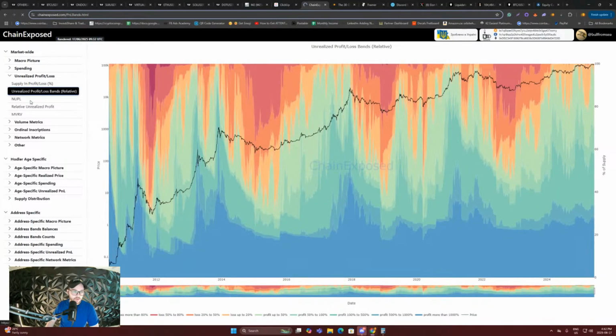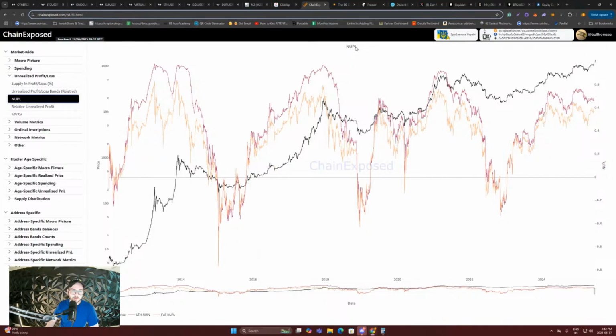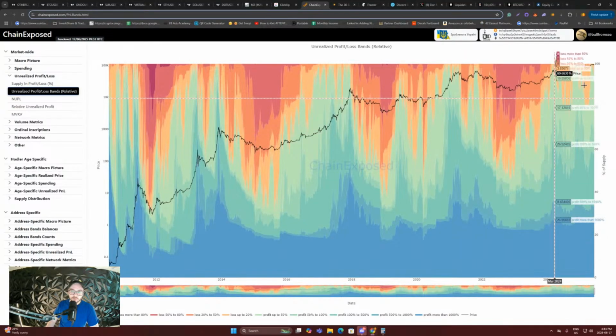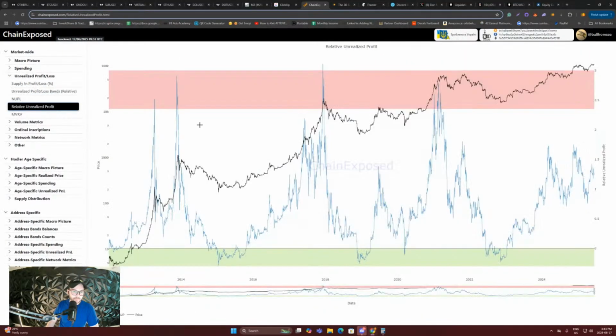And then the NUPL chart, the net unrealized profits and losses chart, based on long-term holders and the full NUPL, which is all holders. You want to see the long-term holders get to around the 80, 70% level. And here as well, you want to get this to around the 70% level. And then you start to prepare to call the top there. And then this chart was the other one, not this one, sorry. This one here, being overheated.